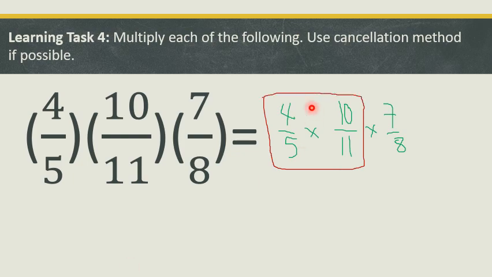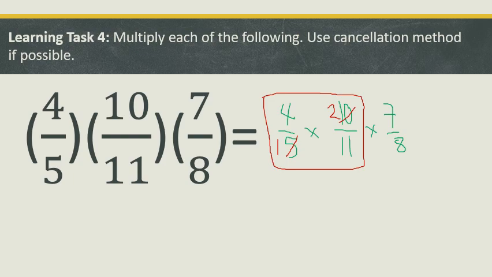Ang 4 and 11 po ba ay may common factor? Wala. Ang 5 and 10 po ba ay may common factor? Yes. Ang common factor nila is 5. So, 5 divided by 5 is 1. 10 divided by 5 is 2.